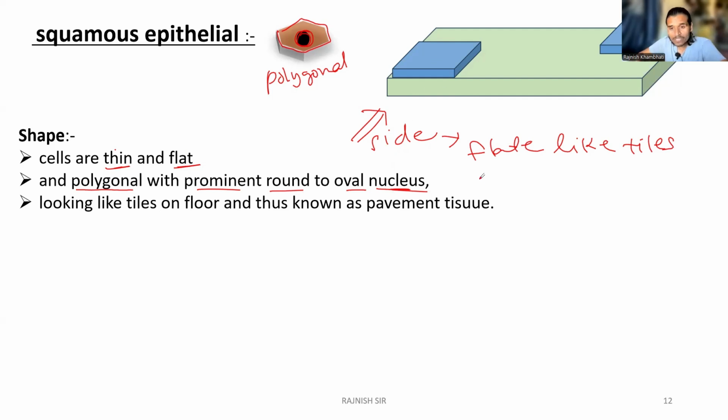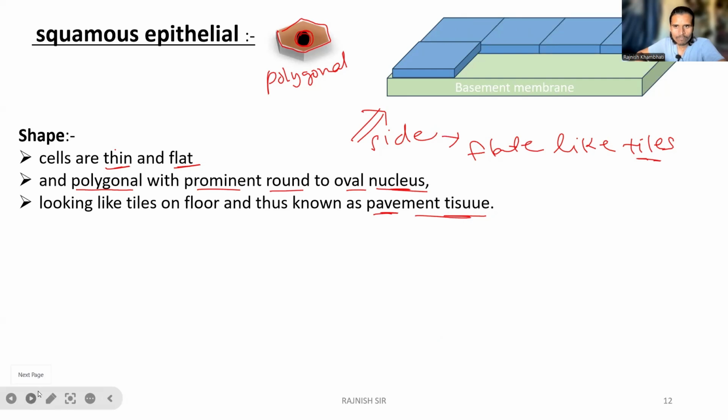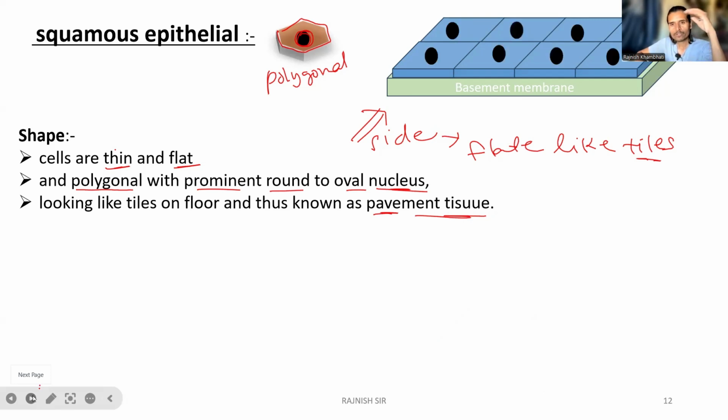And because they look like flat tiles, they are also known as pavement tissue. One more name of the squamous epithelial tissue is pavement tissue. Okay, so you can see the shape, structure, and its general description.